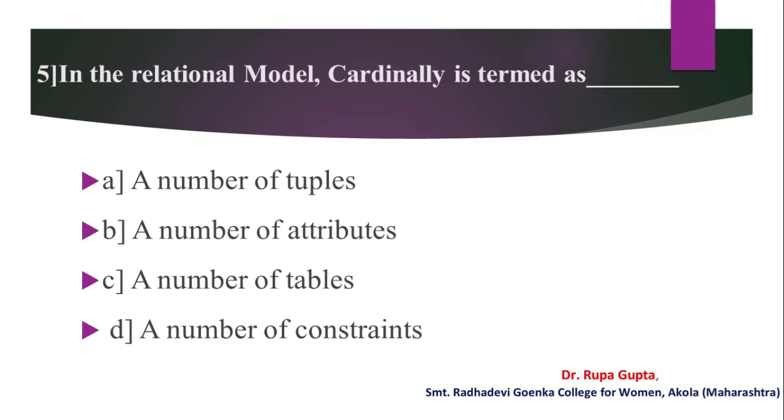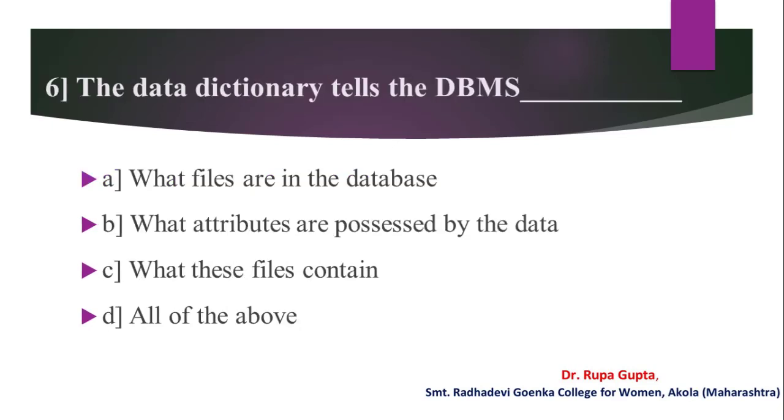Question number 5. In the relational model, cardinality is termed as option A. number of tuples, B. a number of attributes, C. a number of tables, D. a number of constraints. And the correct answer is A, that's a number of tuples. Question number 6. The data dictionary tells the DBMS option A. what files are in the database, B. what attributes are possessed by the data, C. what these files contain, D. all of the above. And the answer is D, all of the above.